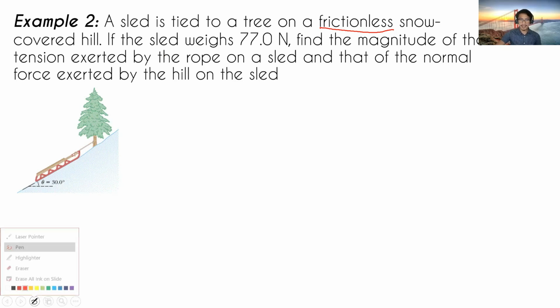So let us identify what are the given variables. Let's write them down. Given. First given, we have the weight of our object. The weight of the sled is 77.0 Newton. Three significant figures.